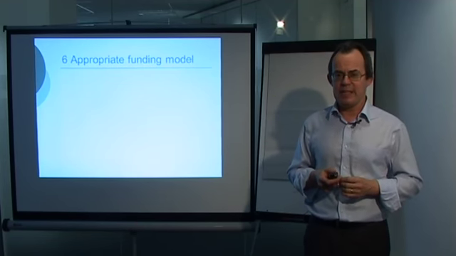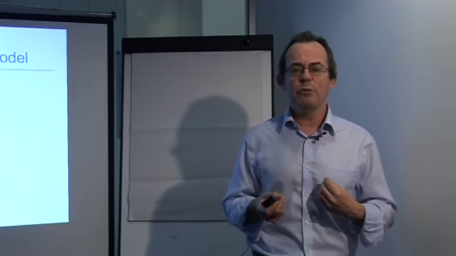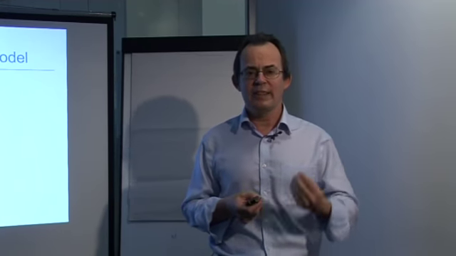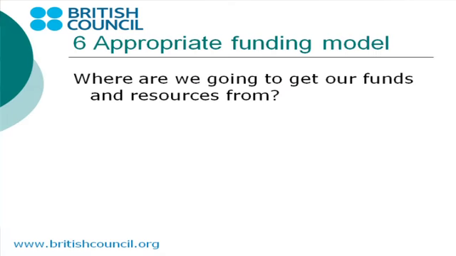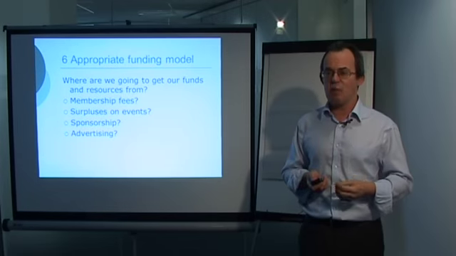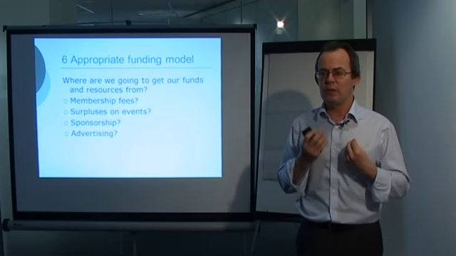The next thing we need is an appropriate funding model, and this will vary from context to context. In other words, how are we going to get the funds, how are we going to get the income we need to run our branch? So where are we going to get our funds and resources from? Are we going to get it through membership fees? Are we going to get it through surpluses that we make on events that we run? Are we going to get it through sponsorship? So in different contexts, we need to be able to come up with a funding model that is appropriate for local conditions.